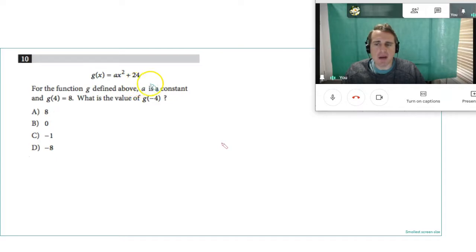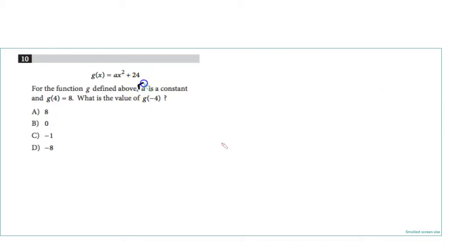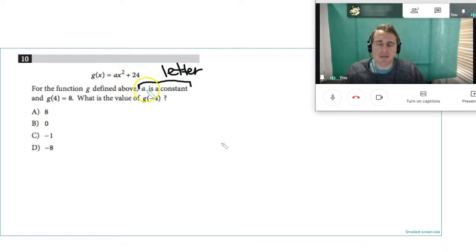One of the most common things on the SAT exam, and this is an important test-taking strategy, is they'll often introduce another letter. It makes the problem look really hard by introducing another letter. That's a basic problem, right?